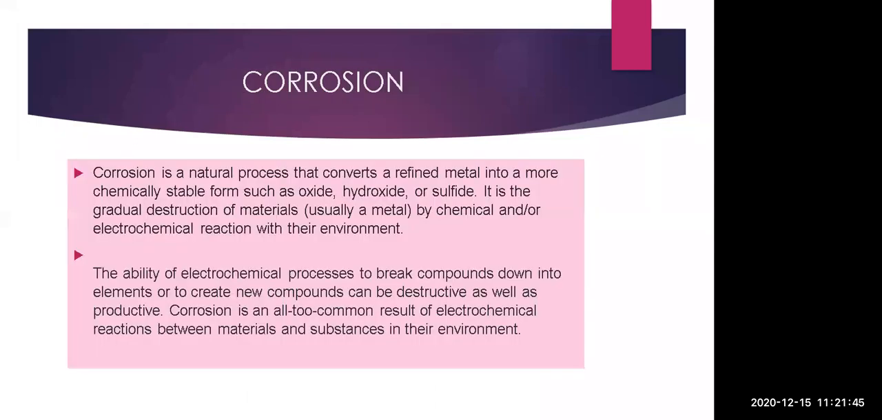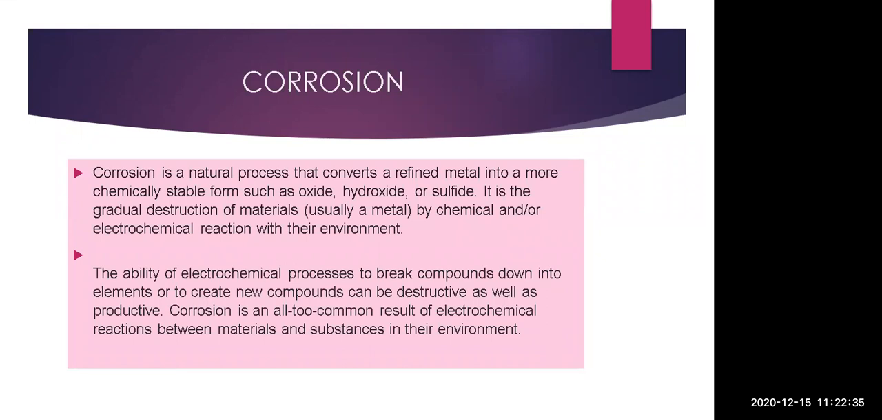Then comes the corrosion. Now, what do you mean by corrosion? Corrosion is a natural process that converts a refined metal into a more chemically stable form, such as oxide, hydroxide, or sulfide. It is the gradual destruction of material by chemical or electrochemical reaction with their environment. The ability of the electrochemical process is to break the compounds into the elements or to create a new compound. It can be destructive as well as productive. Corrosion is an all too common result of electrochemical reaction between the materials and the substances in the environment.